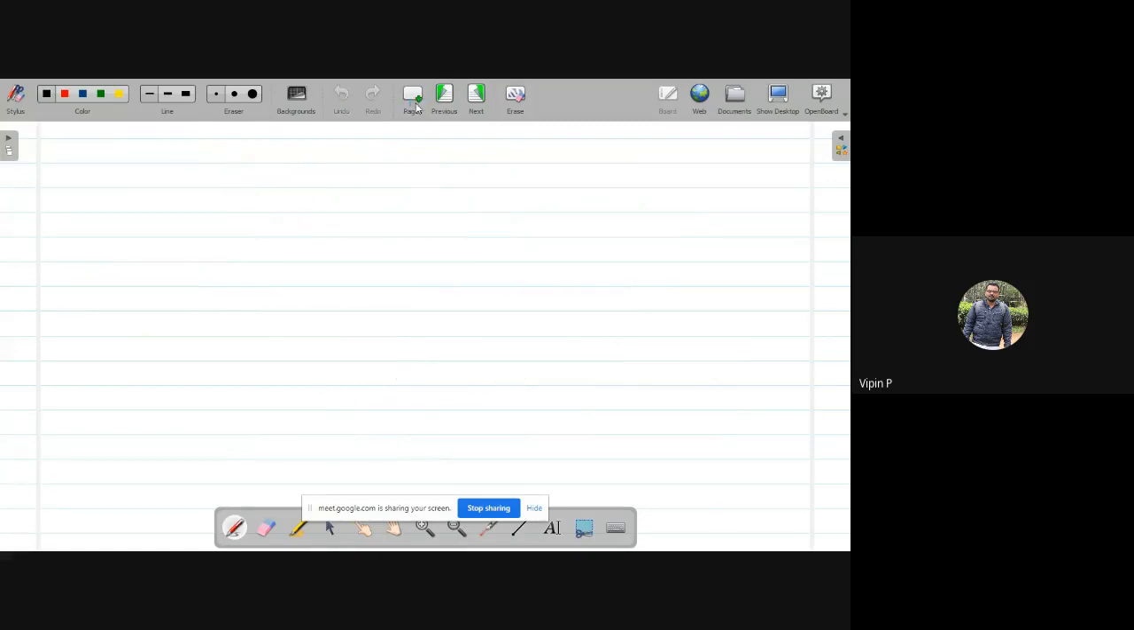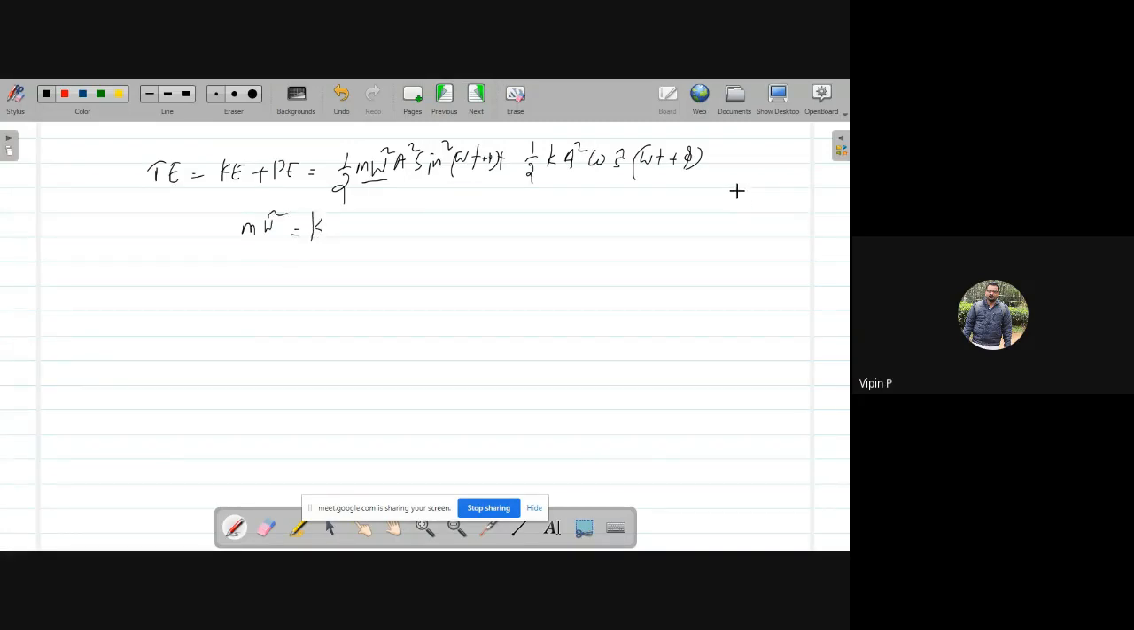Now we want to calculate the total mechanical energy. Total energy, which is equal to kinetic energy plus potential energy, which happens to be half m omega square a square sine square omega t plus phi, plus half k a square cos square omega t plus phi. Now m omega square is obviously k. We found out that k by m is equal to omega square. So m omega square is equal to k.